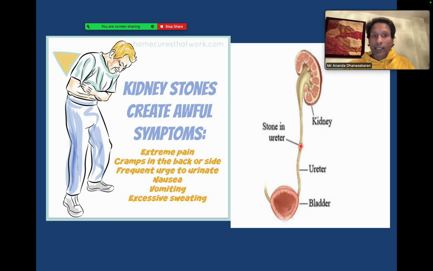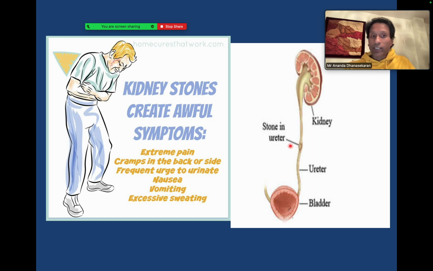So at this point they can lodge anywhere. As I said, there are some anatomical places where kidney stones can get lodged. The one is the pelviureteric junction. As you can see, at the pelviureteric junction there is a sudden change in the caliber of the ureter, so the chances of stones getting blocked there is quite high.